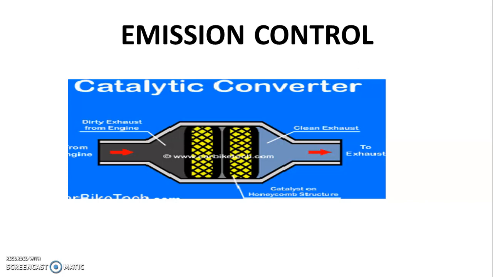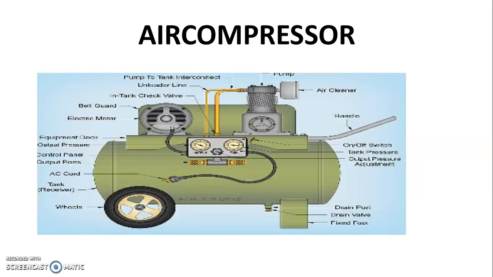So, nowadays in BS6 engines, this catalytic converter is used. So, this figure shows the catalytic converter. It may be two-way catalytic converter, three-way catalytic converter, and which will reduce the pollution by the exhausts. Air compressor. In third chapter, we have to study the reciprocating air compressor as well as rotary air compressor. So, this figure shows the various parts of the air compressor.